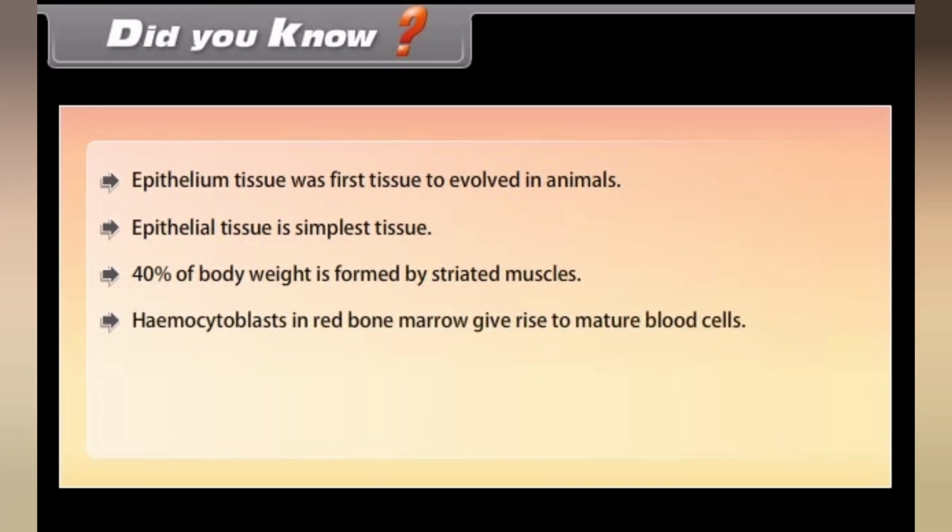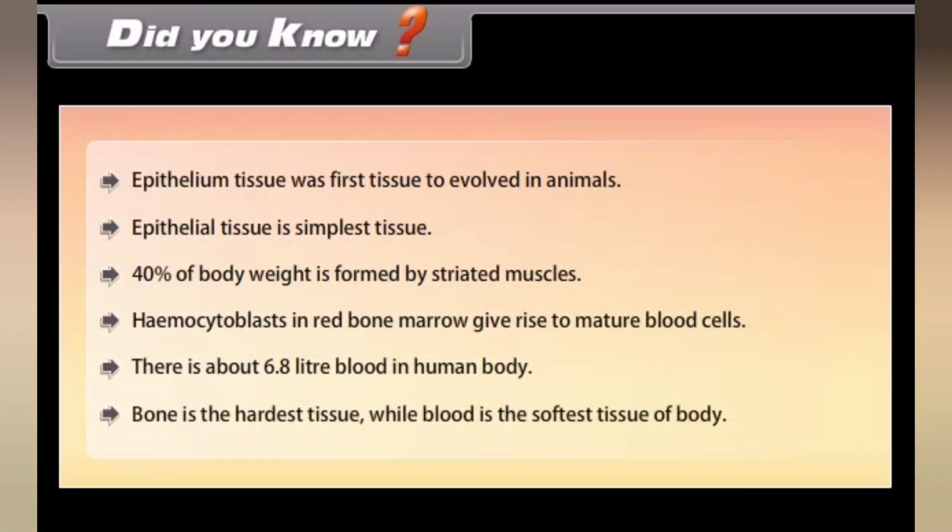Hemocytoblasts in red bone marrow give rise to mature blood cells. There is about 6.8 liters of blood in the human body. Bone is the hardest tissue, while blood is the softest tissue of the body.